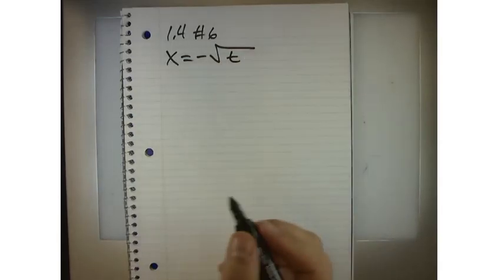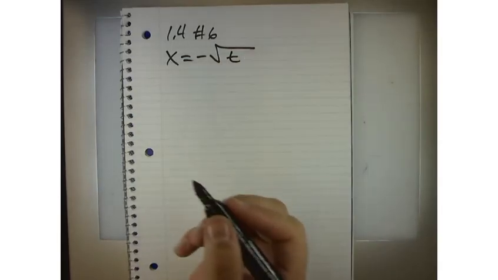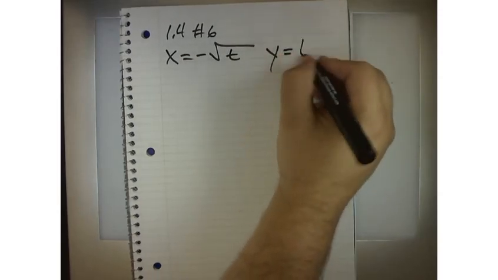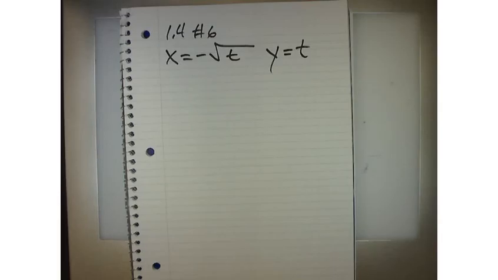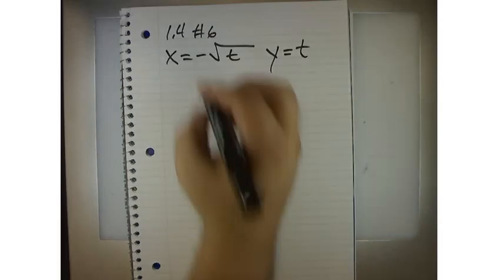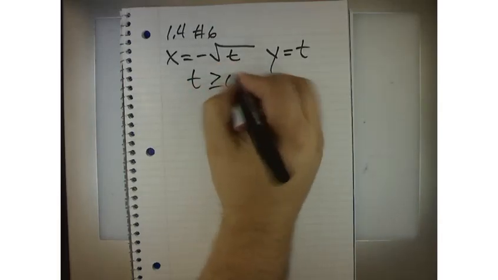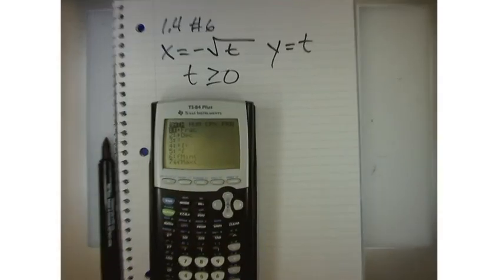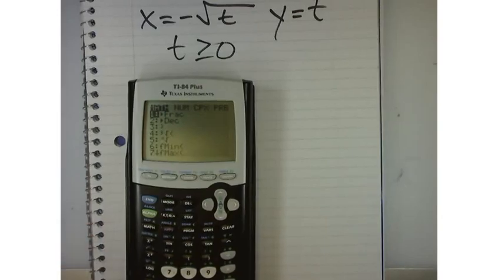So we've got x equals negative square root of t and y equals t. We'll do it again on this one, you can just pay attention. Now, they tell us that they want t to be greater than or equal to 0. So the first thing we want to do is plug it in our calculator and look at the graph. I'm going to zoom in on the calculator so you guys can see it a little better.